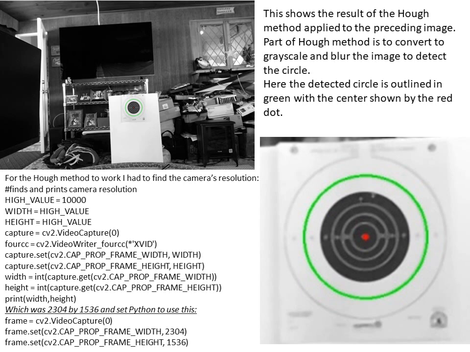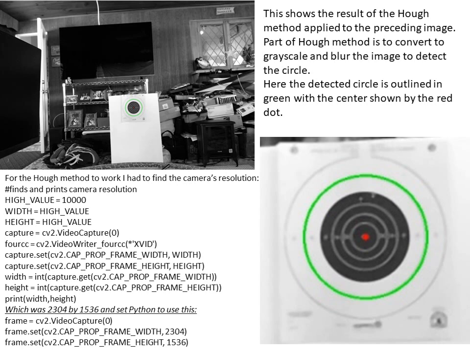So the Hough method basically takes a color photo, turns it into a grayscale, blurs it, and then looks for the geometric shape. In this case, a circle, where you also define the radius of the circle that you are attempting to detect. Then in the code, we highlight the detected circle with the green outline, and we place a red dot at the center.